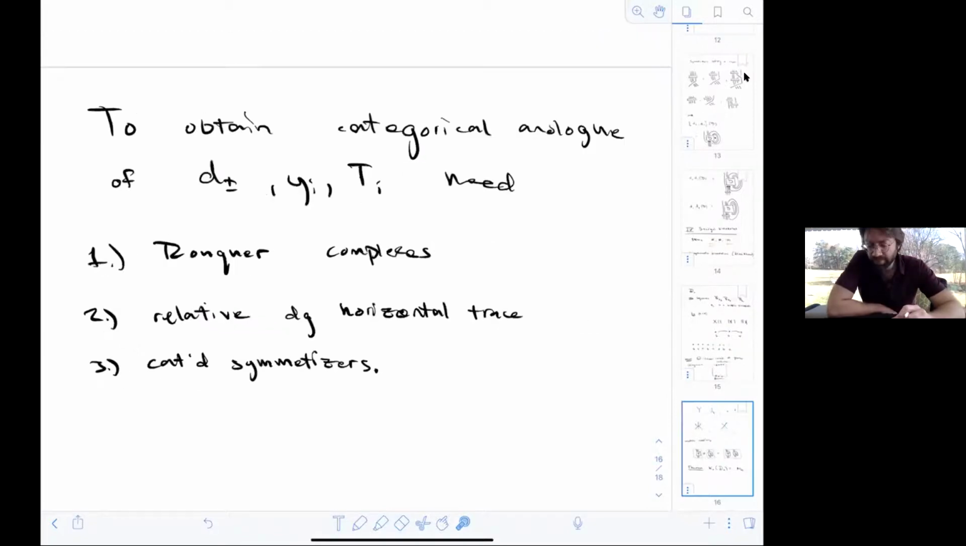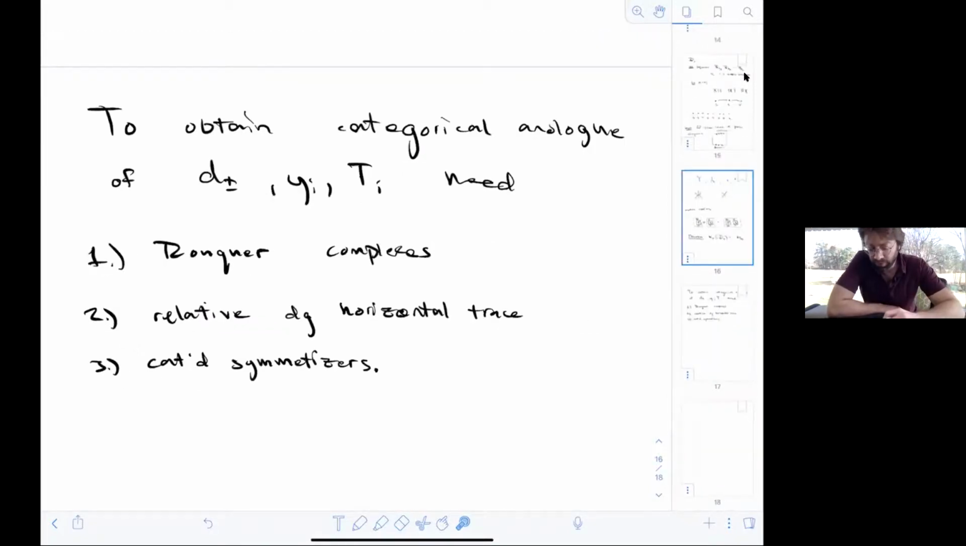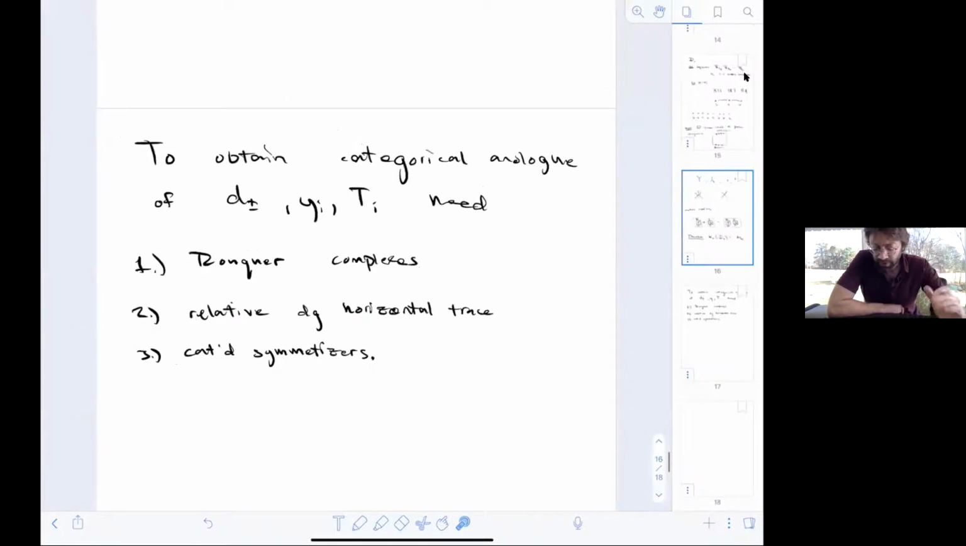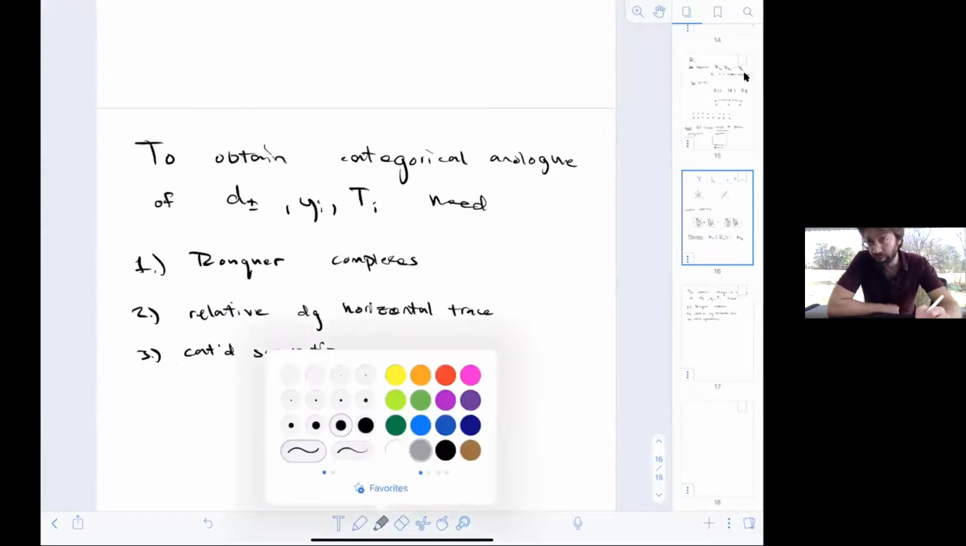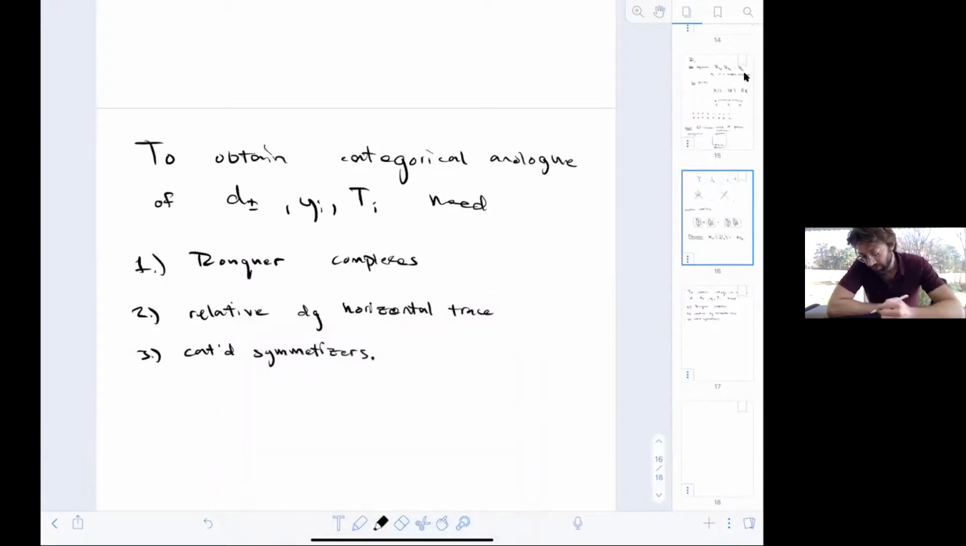Okay, so let me streamline this somewhat. The most interesting part of this construction is how we actually, in the end, interpret the pictures. This process of doing edge identifications in the rectangle, the role of that is played by this relative horizontal trace. So let me spend some time talking about what I mean by this, because it's the newest ingredient of the story.